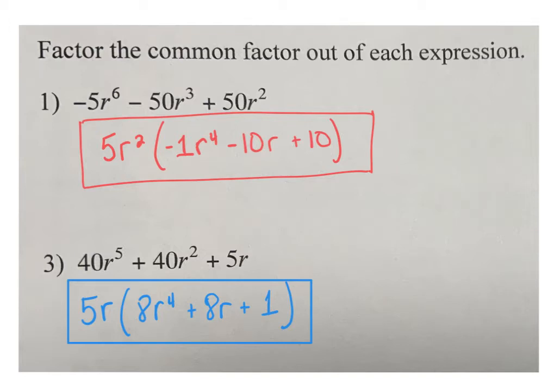So for this one, your common number was 5. Your common variable was r to the 1st power. And on the inside, 8r to the 4th plus 8r plus 1. If you remember, if you divide anything by itself, you get 1. And you did 5r divided by 5r. So you should have had 1 at the end there.